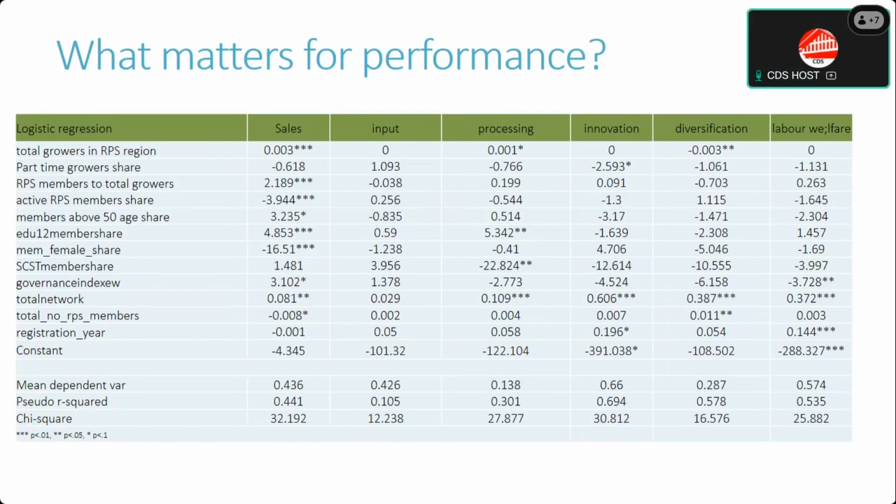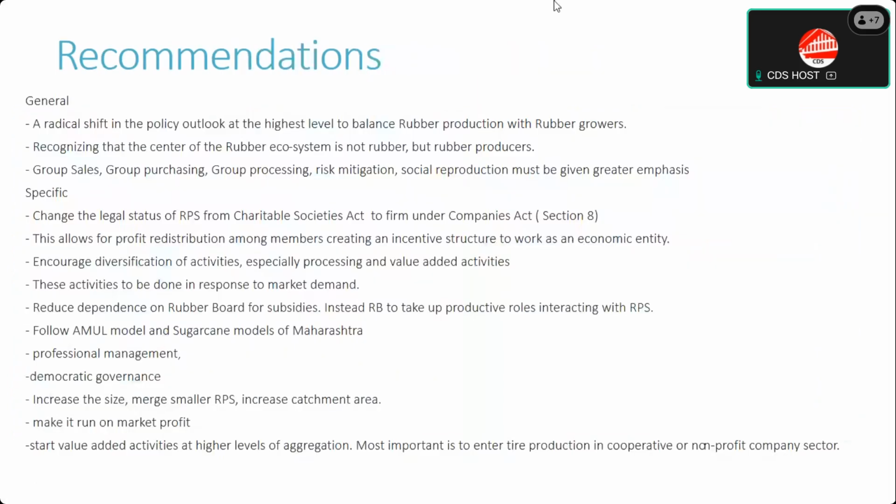Now, in terms of recommendations, I would not really bring a conclusion, but some recommendations are required. In general, there is a need for a radical shift in the policy outlook at the highest level to balance rubber production with rubber producers or rubber growers, recognizing that the center of the rubber ecosystem is not rubber, but rubber producers. Rubber growers are the center, not the rubber in itself. Group sale, group purchasing, group processing, risk mitigation, and social reproduction must be given greater emphasis in the scheme of things for the growers themselves.